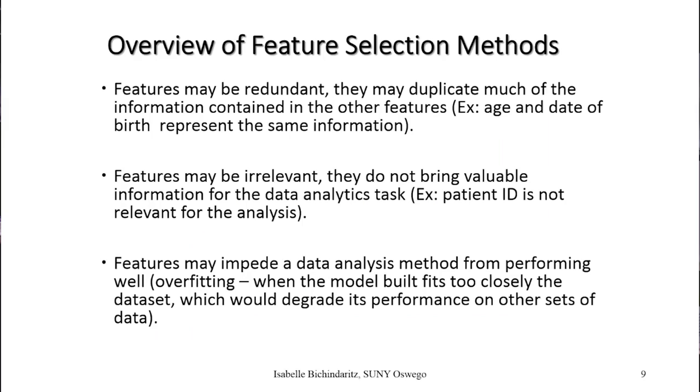Now let's look at an overview of feature selection methods. So what kind of challenges are in the features? They may be redundant. Sometimes there are duplicate features. The information is already contained in other features. For example, age and date of birth represent the same information, so they can be considered as duplicate in some cases, not always. Another challenge is that features may be irrelevant.